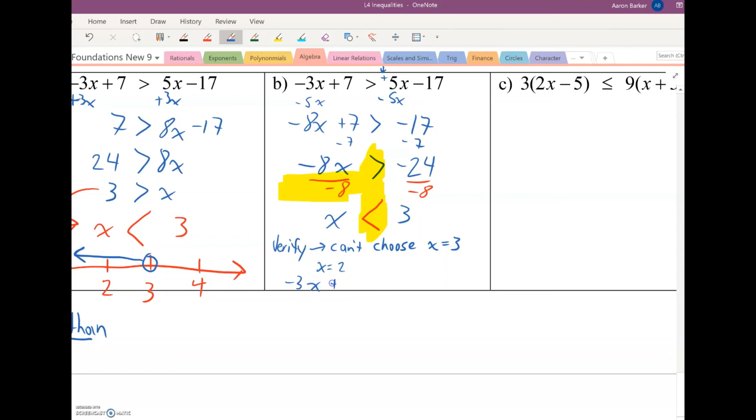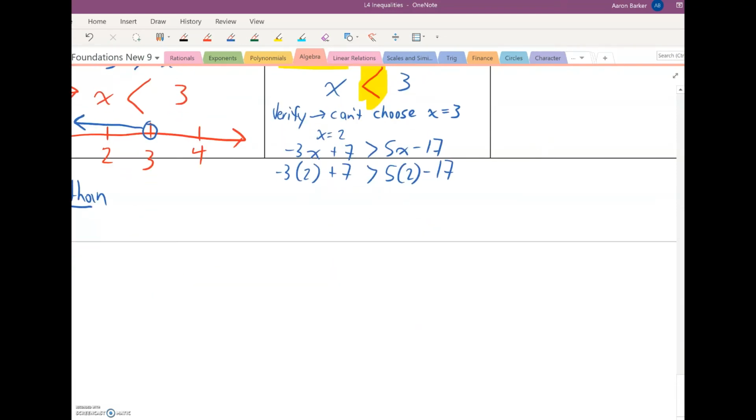Negative 3x plus 7 greater than 5x minus 17. I'll substitute in using brackets, of course. There's 2. Okay. 5 times 2 minus 17. So notice I'm not writing the Great Wall of China. I'm just doing my inequality sign. But I have a question on the left and a question on my right. I don't go back and forth.